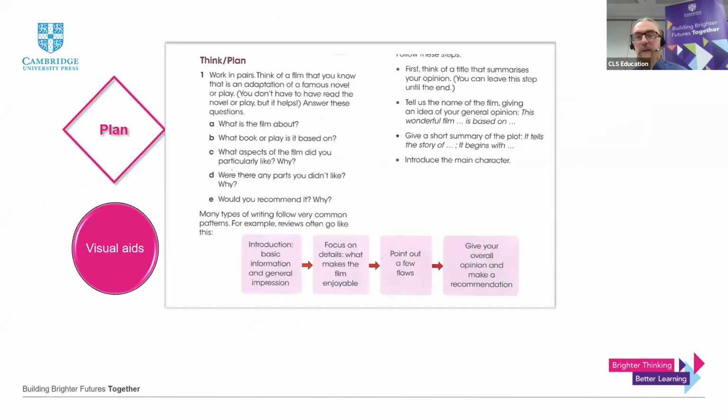Okay. And on the planning stage, we can use a visual aid like this. This is a review, so a write-up of a film, and we can say, okay, well, look at this. This is a typical structure for a review or write-up. Introduction with the basic information, details that might make the film enjoyable for you. We can point out a few flaws in the next paragraph, etc. So we use this visual aid here to map it all out, and then they can copy this structure, and that will help them plan better.